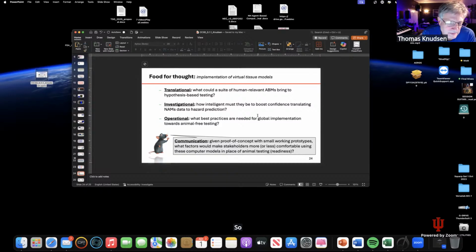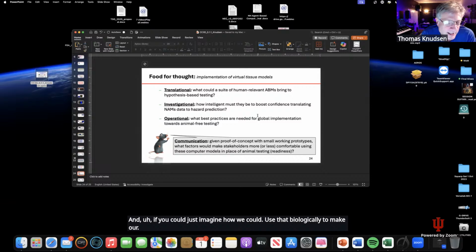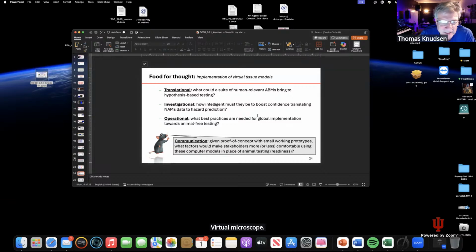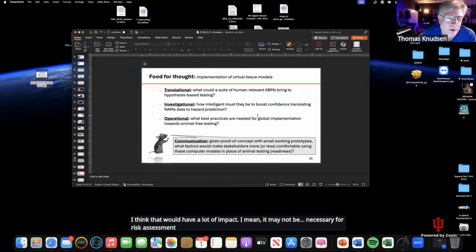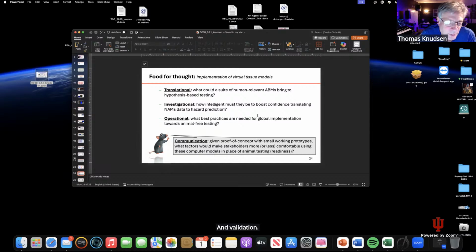But you see it all the time in planetary science. The graphic engineering that goes into some of these planetary videos is just phenomenal. And if you could just imagine how we could use that biologically to make our virtual microscope Pac-Man type images look more like the real thing, I think that would have a lot of impact. It may not be necessary for risk assessment, but I think it's important for communication and validation. I don't know. What do you think about that?